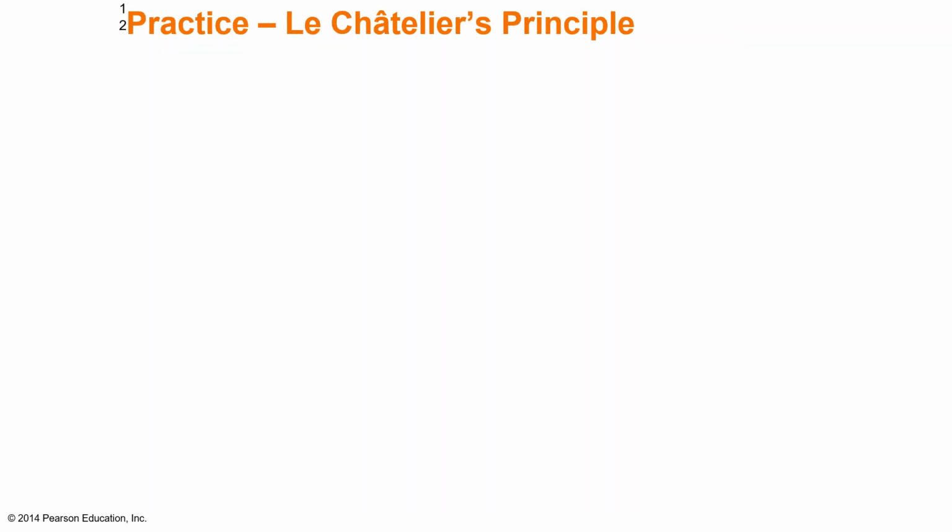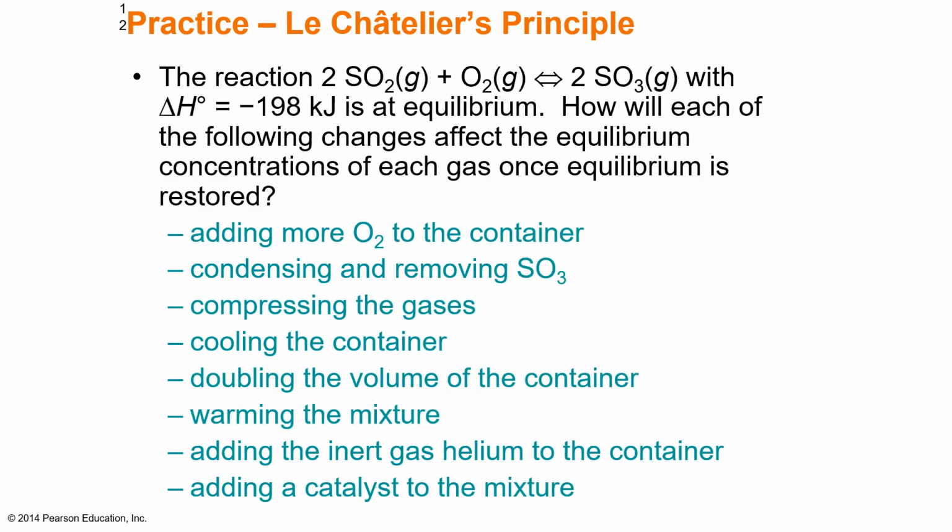Let's practice. See if you can determine the direction that the reaction will shift for sulfur dioxide plus oxygen, giving us sulfur trioxide. There are multiple scenarios to determine which direction the reaction will progress. Pause the video to determine your answers.